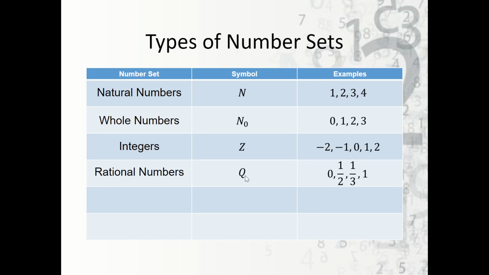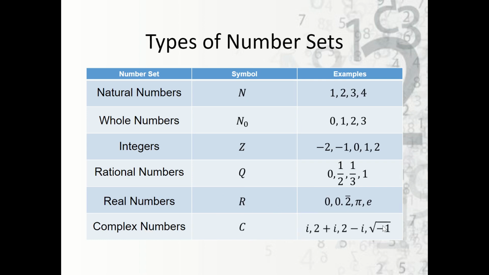After we learned about rational numbers, we learned that there were numbers that go on forever. They don't fit into any perfect fraction. So we call those the real numbers. And our symbol for that is R. Some examples of that would be 0, 0.2 repeating, pi, e. Any of those would work. Those are all real numbers. And then lastly, we learned that there were complex numbers or imaginary numbers. And the symbol for that is C, and those include our i's and our square roots of -1.